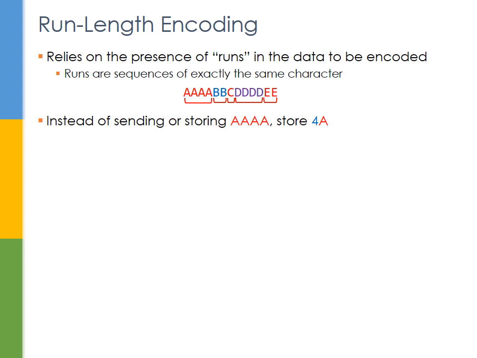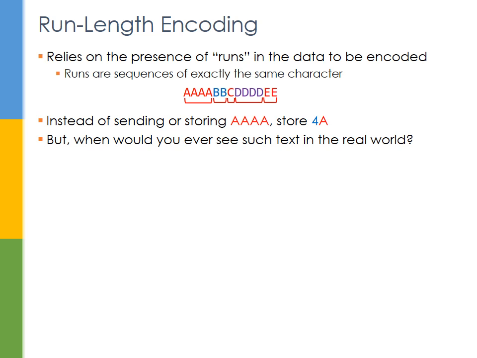All right, so instead of then storing or sending, depending on what we're performing the compression for, a full sequence of A characters, we could then encode this just simply as 4A. So the number 4 then indicates that we have a sequence of 4 A characters, and the A indicates what the sequence consists of, in other words, the letter A.